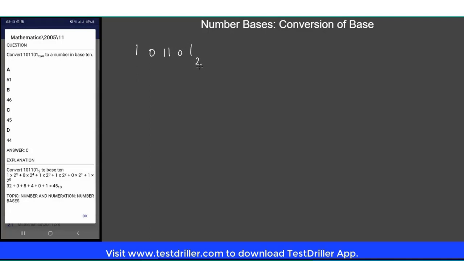So let's solve this question. 101101 in base 2, we convert to a number in base 10. So you first assign the place number. This is 0, this is 1, this is 2, 3, 4, and 5. So what do you do here? You take the first number here, which is 1, times 2 raised to the power of 5, then plus 0 times 2 raised to the power of 4, plus 1 times 2 raised to the power of 3, plus 1 times 2 raised to the power of 2, plus 0 times 2 raised to the power of 1, plus 1 times 2 raised to the power of 0.